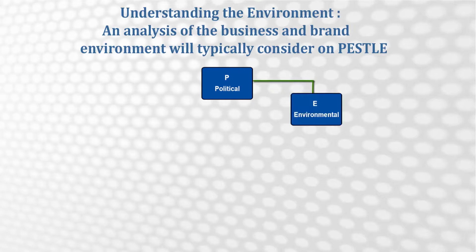E stands for environmental. How many people are tech savvy? How many people actually know the use of internet? How many people use digital marketing for trading? This comes under environmental factor. S stands for social factor in case of digital marketing.